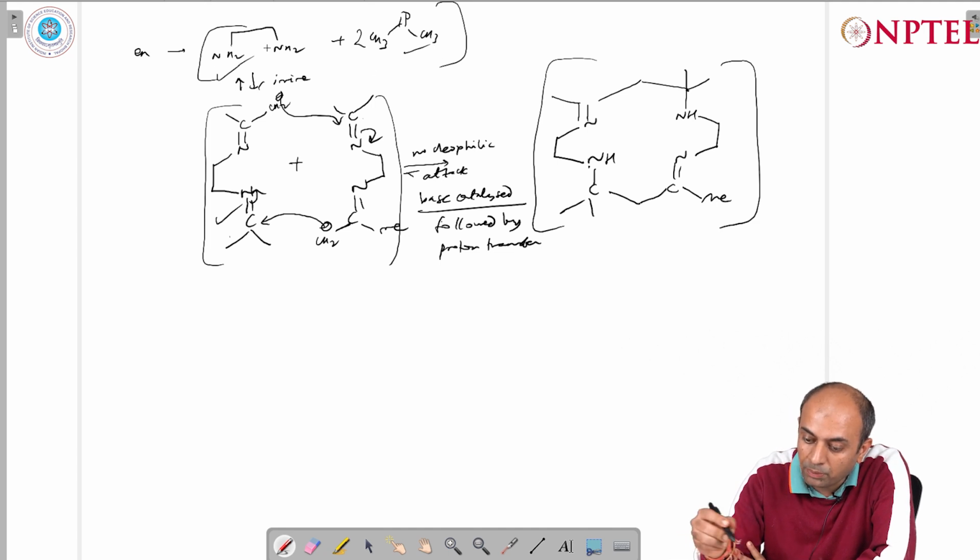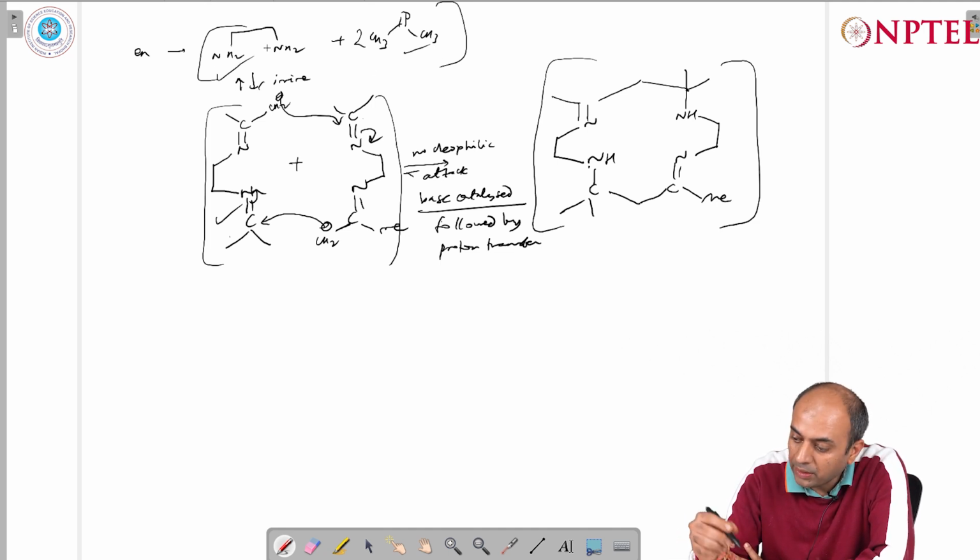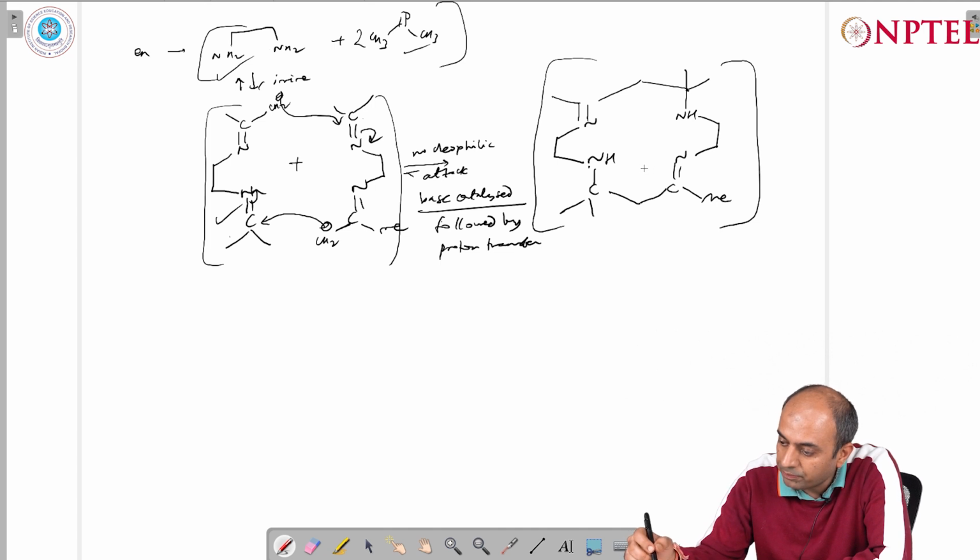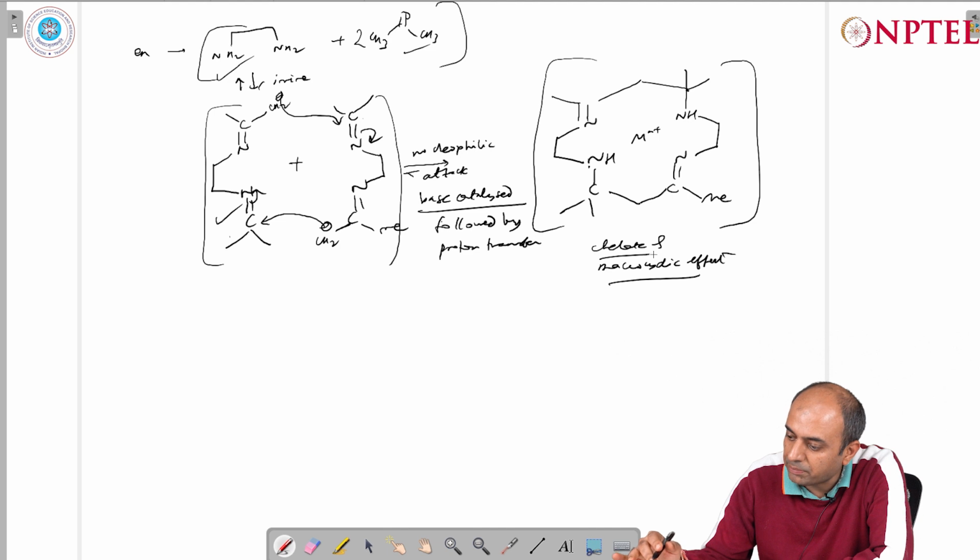It forms an initial complex with the ethylenediamine, and now it can get stabilized further via both the chelate effect and the macrocyclic effect. Both these effects stabilize the metal ion in this particular template or the final structure of the ligand, which is the thermodynamically most stable structure. That particular ligand is now picked up by the metal ion to form this particular complex.